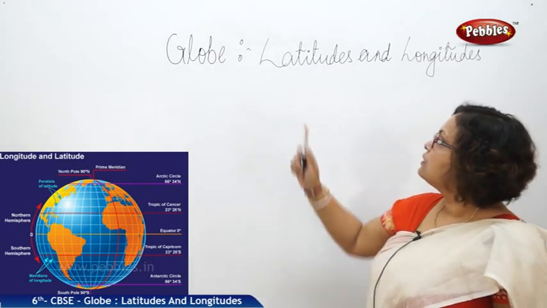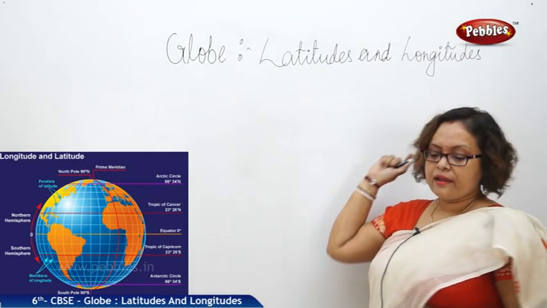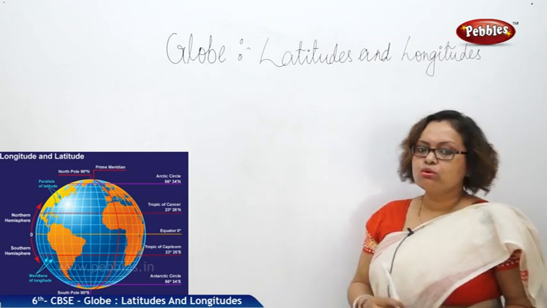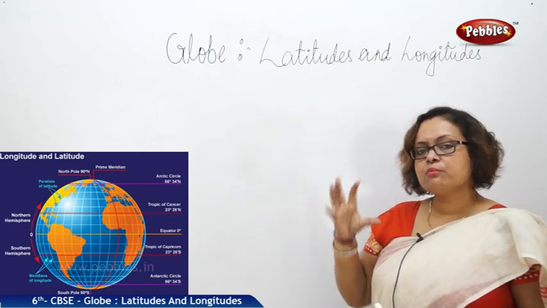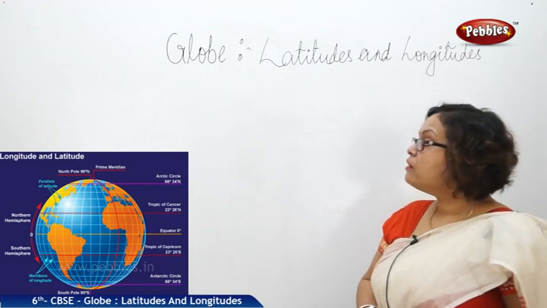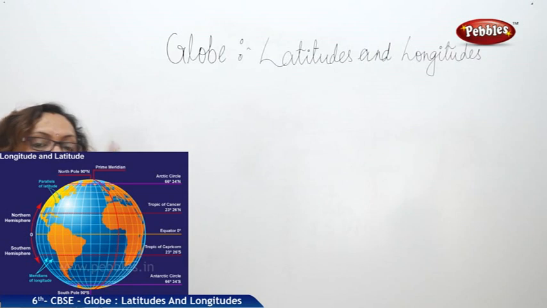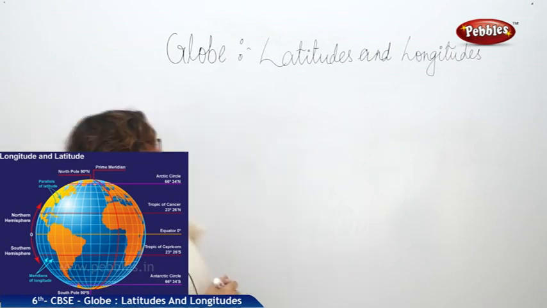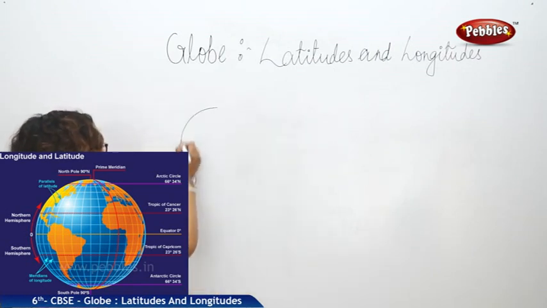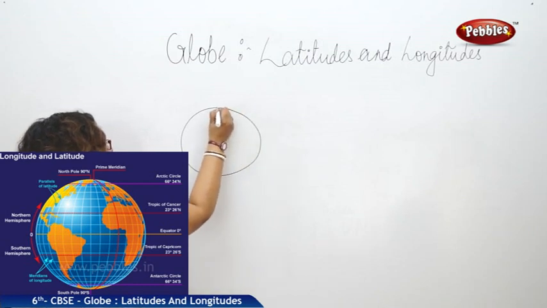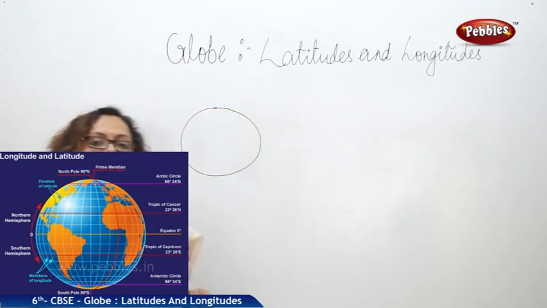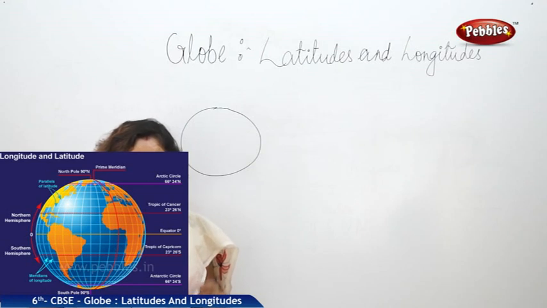Chapter 2, Globe, Latitudes and Longitudes. What is a globe? Globe is a miniature model of Earth. How is our Earth looking? You learned in your first chapter it has a particular shape and size, a particular shape that is geoid. So, the miniature model of Earth is known as globe.